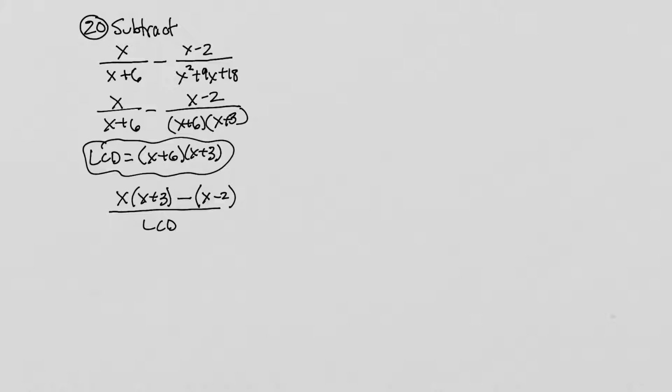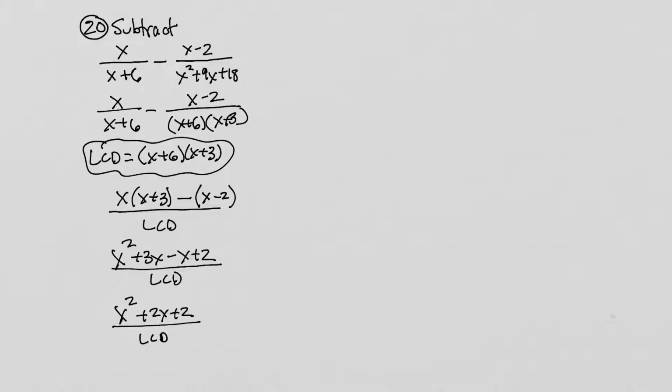All right, so let's multiply through here. So we'll get x squared plus 3x, and now distribute this negative sign, so with that minus sign, we'll get minus x plus 2 all over the LCD. We can simplify a little bit on the top. We'll get x squared. Now, we'll get a 3x minus x is 2x plus 2 over that LCD. Let's try to factor the top. Maybe it'll factor, maybe it won't.